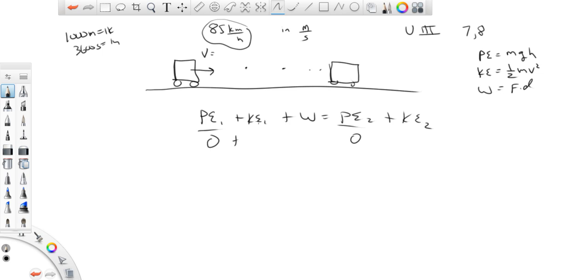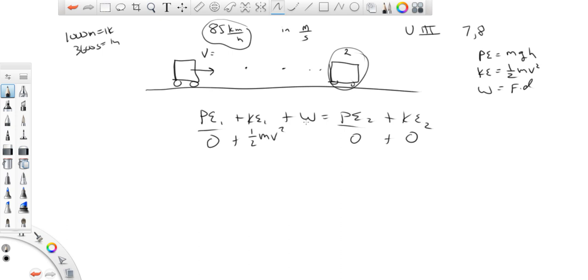Okay. For KE1, you put 1/2 mv squared. And that's for the kinetic energy of the car at this location. For KE2, you're going to put 0 because here's position 2. The car's not moving anymore. It's stopped, so it has no kinetic energy.